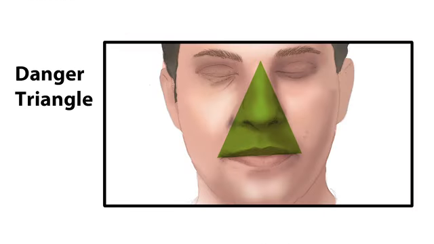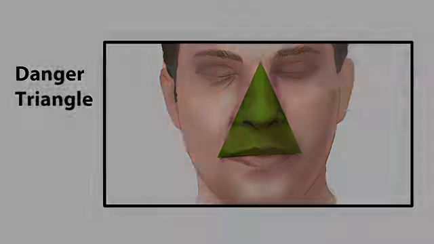So if there's an infection in this so-called danger triangle, that infection can spread to the cavernous sinus and lead to cavernous sinus thrombosis, blood clotting in the cavernous sinus. And this can lead to cranial nerve palsies and also pain or numbness from compression of these branches of the trigeminal nerve. So be aware of that.